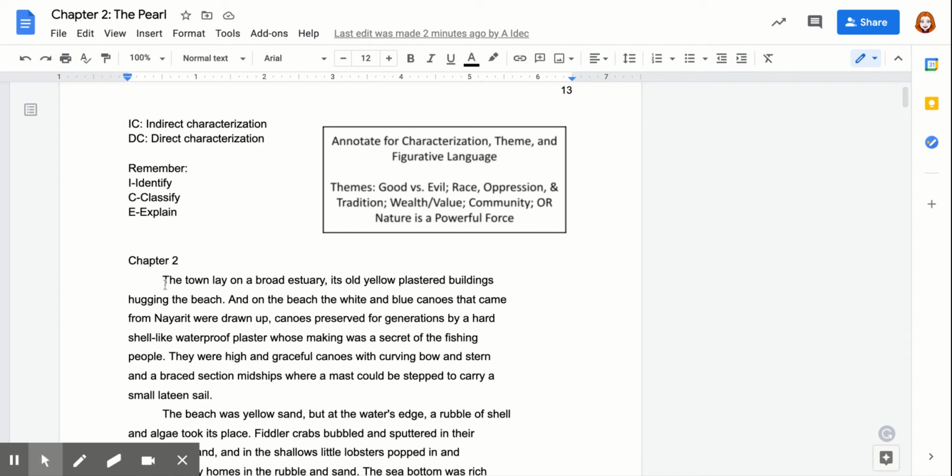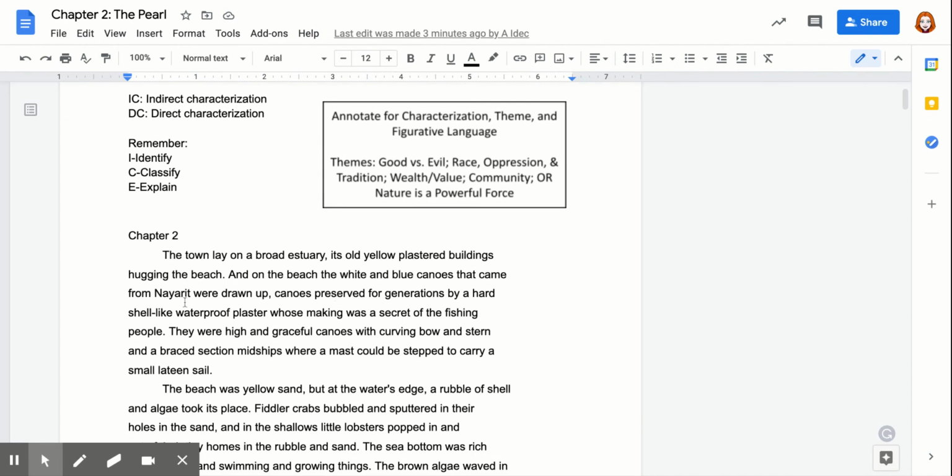So if I'm reading through just this first paragraph: the town lay on a broad estuary, its old yellow plastered buildings hugging the beach, and on the beach the white and blue canoes that came from Nayarit were drawn up, canoes preserved for generations by a hard, shell-like waterproof plaster whose making was a secret of the fishing people. So I'm actually going to highlight this last part, canoes preserved for generations.